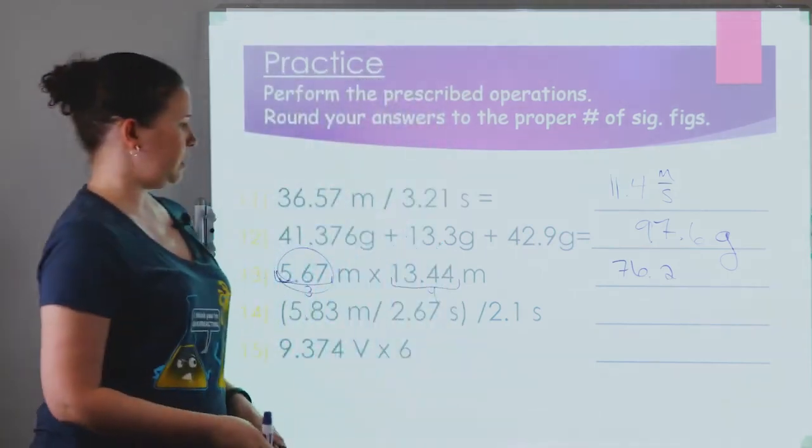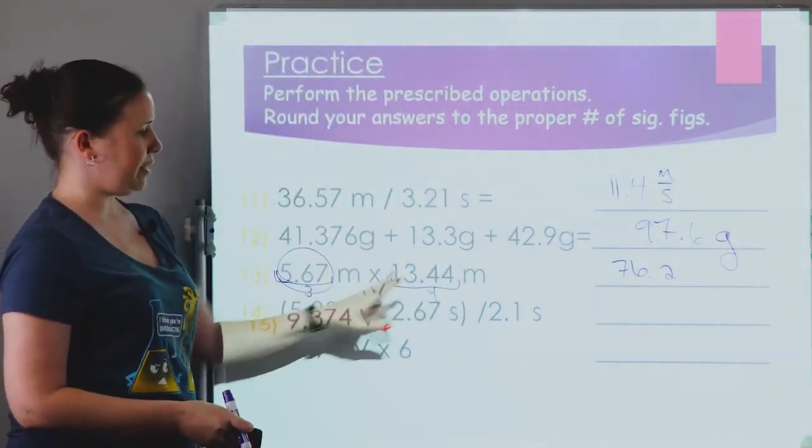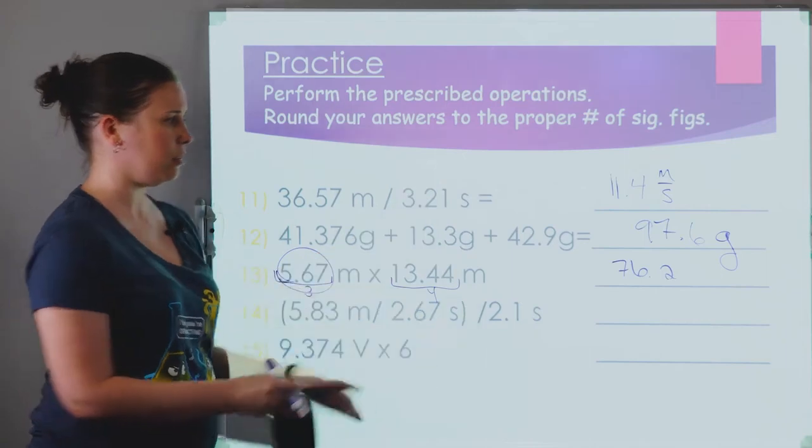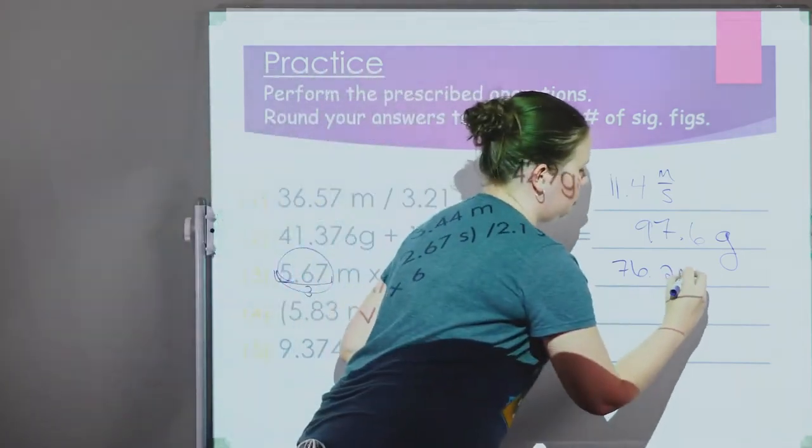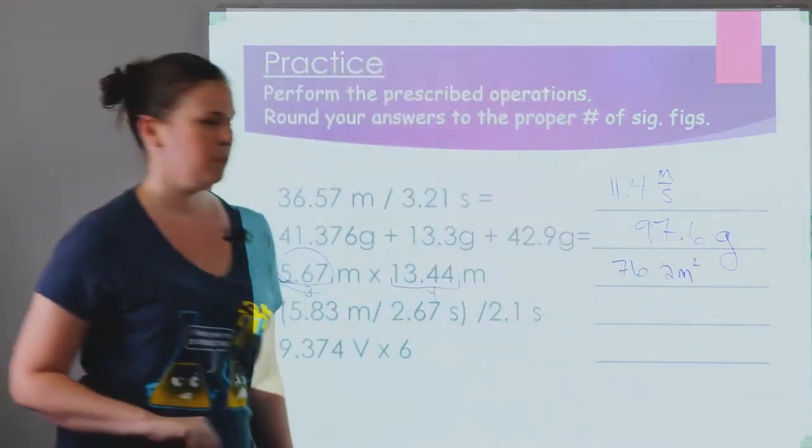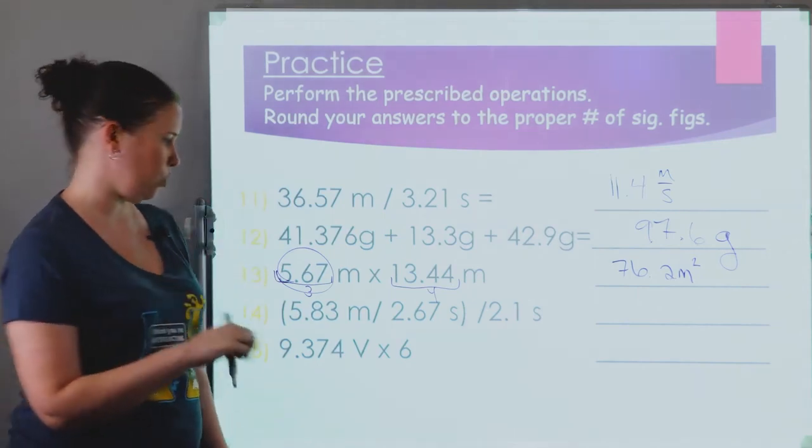But the units are a little bit different this time because I'm multiplying like units. So a meter times a meter is meters squared. So 76.2 meters squared.